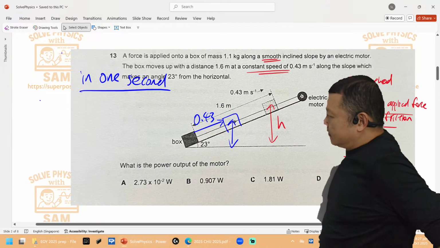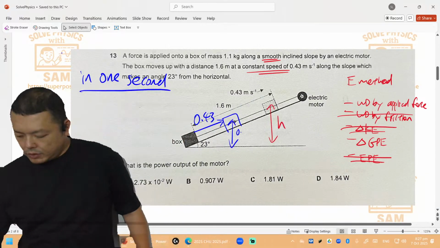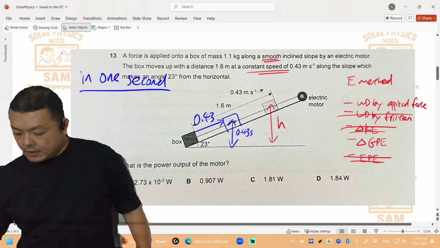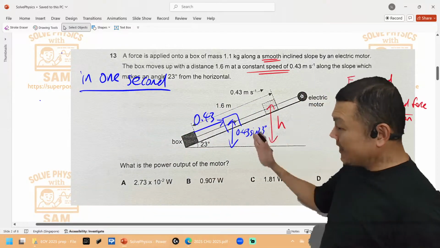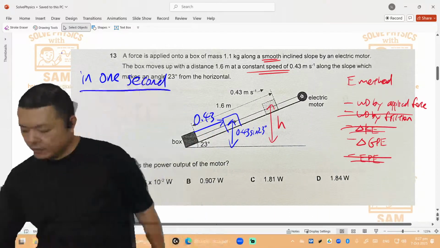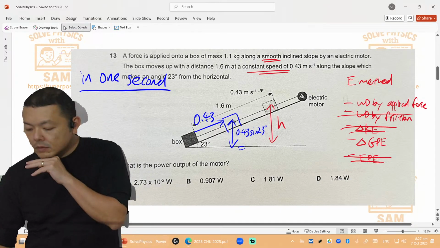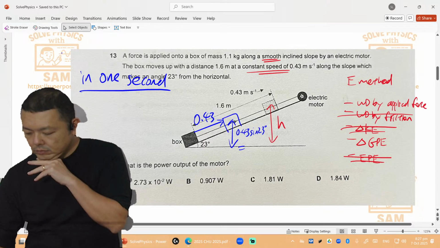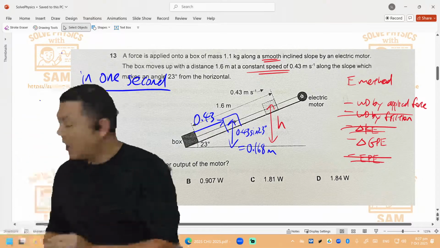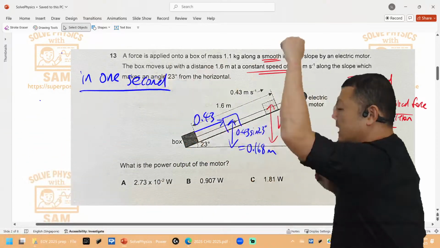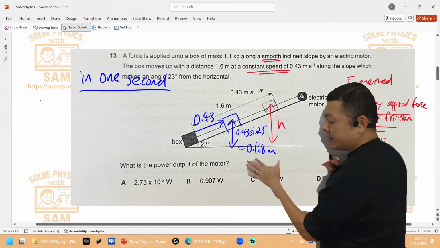Then you do the trigo thing. 0.43 times sine 23 degrees. Work this out. Can you tell me the value first? 0.168. 0.168 meters. In 1 second, the box will raise its height by 0.168 meters.